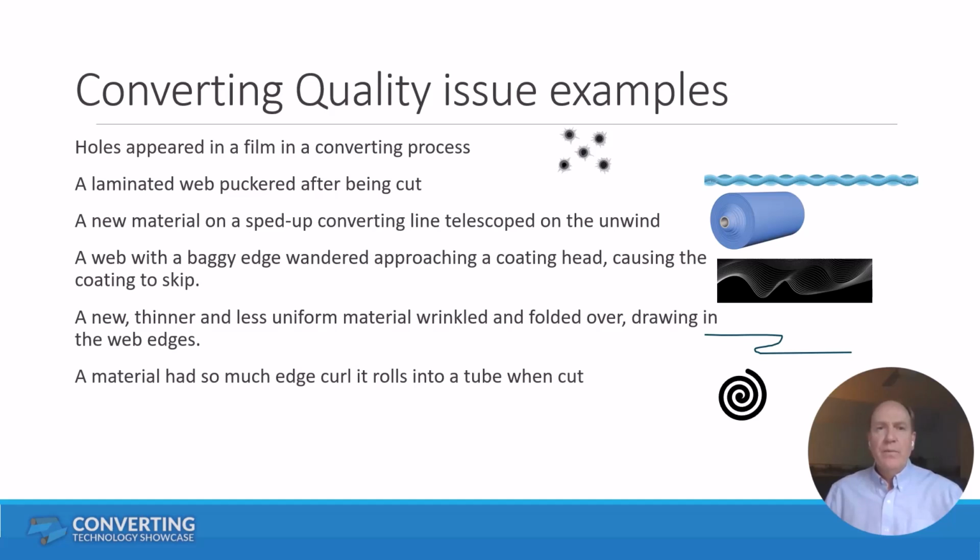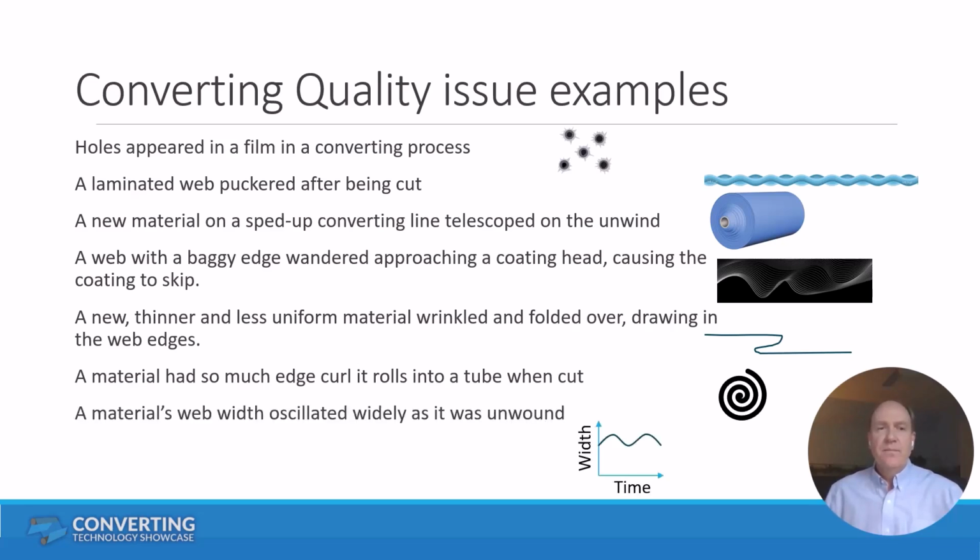And one web was almost unconvertible. You would cut this web and it would roll into a tube. And finally, one web, when unwound, the web width oscillated fairly dramatically through the unwinding roll.